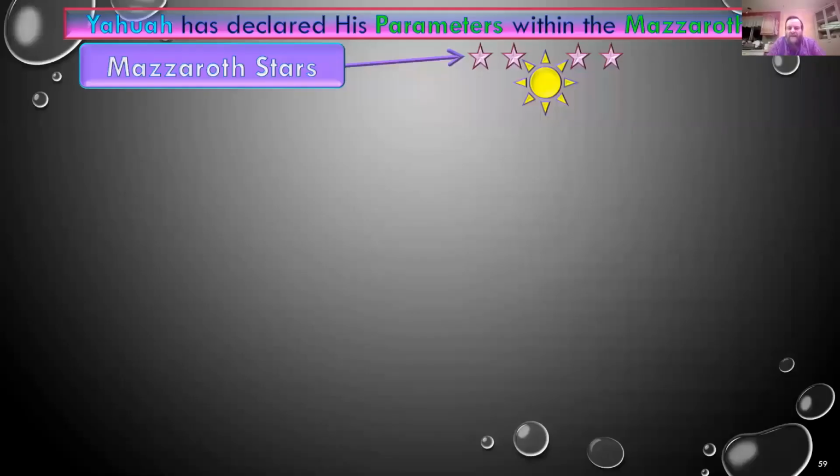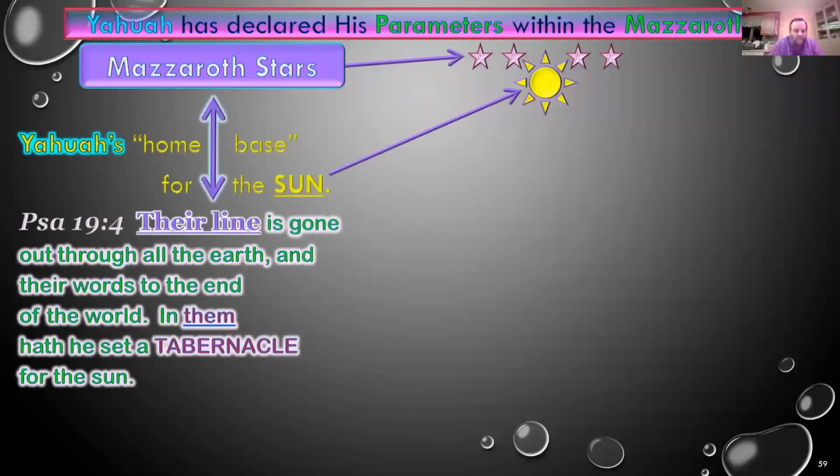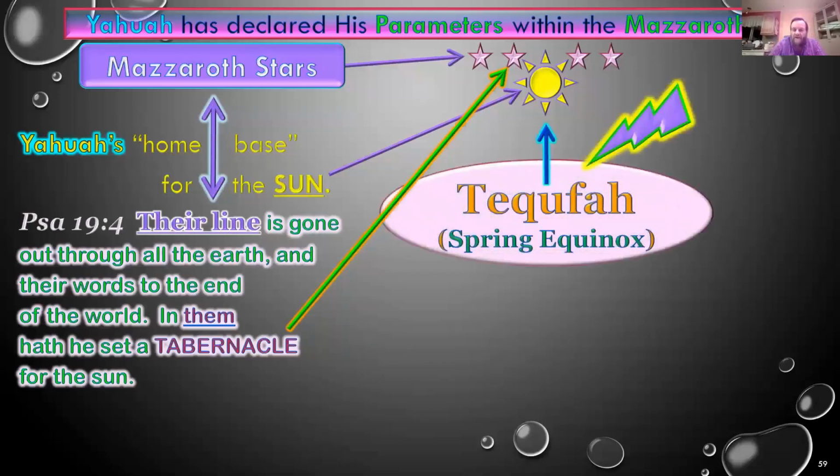Yahuwah has declared his parameters within the Matzaroth. That is the Matzaroth stars. Yahuwah's home base for the sun. Psalms 19:4. Their line is gone out throughout all the earth, and their words to the end of the world. In them he hath set up a tabernacle for the sun. We're speaking directly about the Matzaroth right now. There's your Tequfah, your spring equinox.